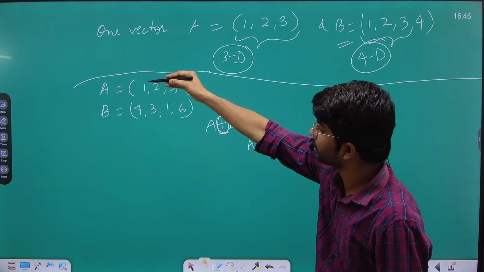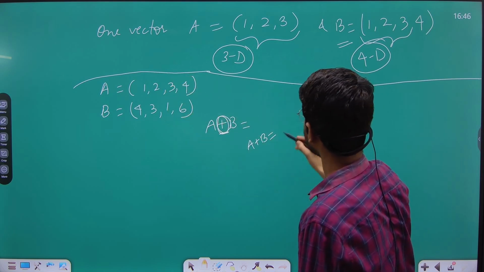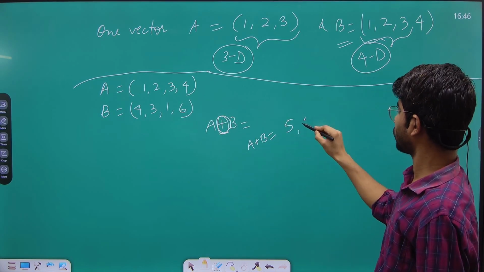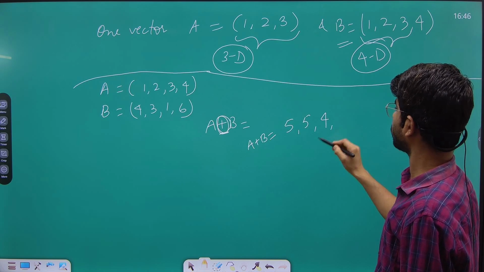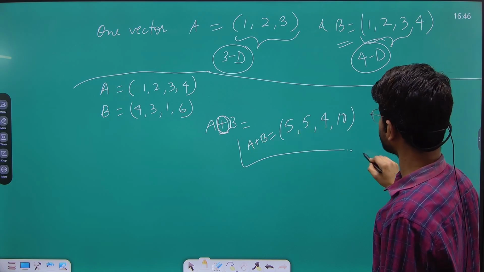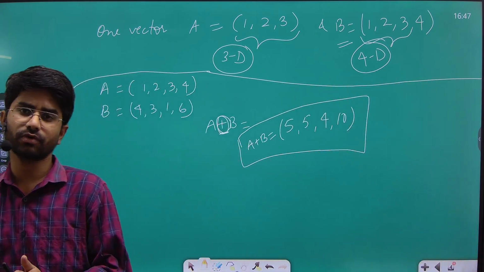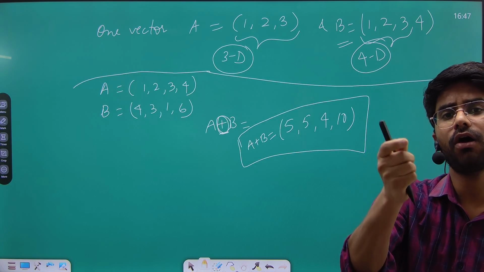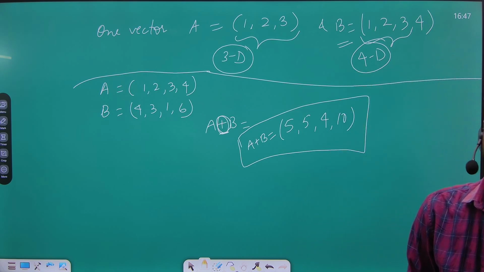The first element of A is 1 and the first element in B is 4, so the sum of these two would be 5. Similarly, for the second you have 2 plus 3 equal to 5. For the third element you have 3 plus 1 equal to 4. For the fourth element you have 4 plus 6 equal to 10. So A plus B is 5, 5, 4, 10. That means whenever you want the addition operation, you add all the corresponding elements of the two vectors that you are given.